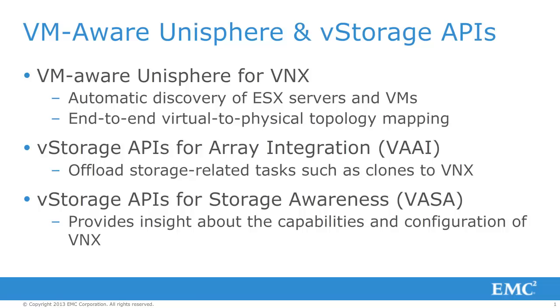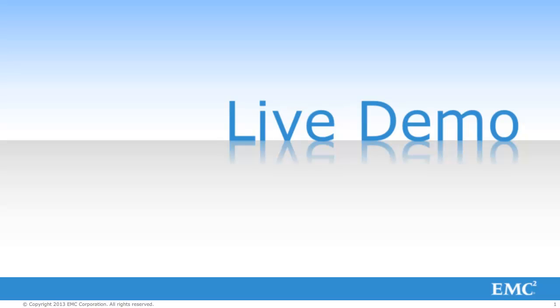Lastly, VMware provides vStorage APIs, which allows arrays to provide their own integration points. vStorage APIs for Array Integration, or VAAI, allows for offloading storage-related tasks, such as cloning, to the VNX. vStorage APIs for Storage Awareness, or VASA, provide insight into the storage environment from vSphere. Now let's move to the live demo.